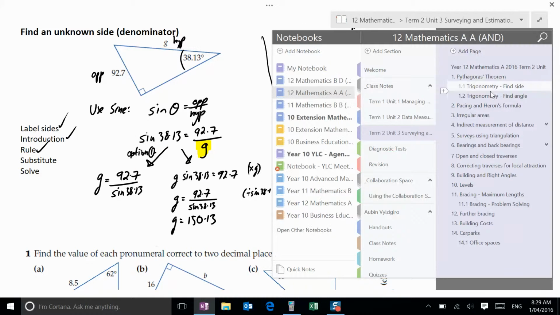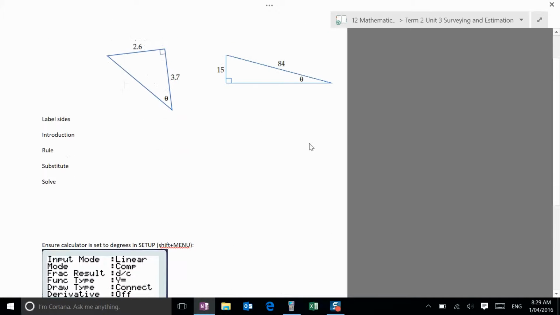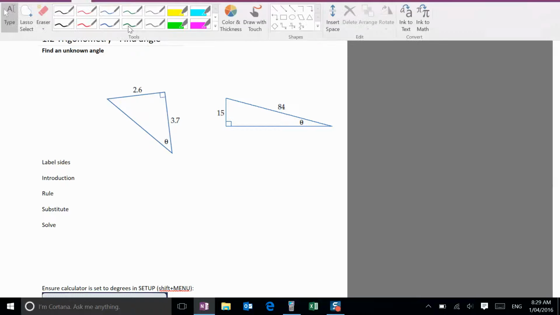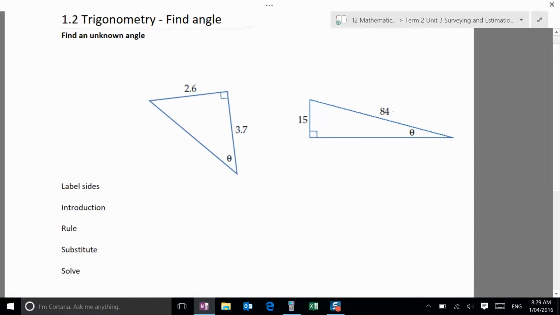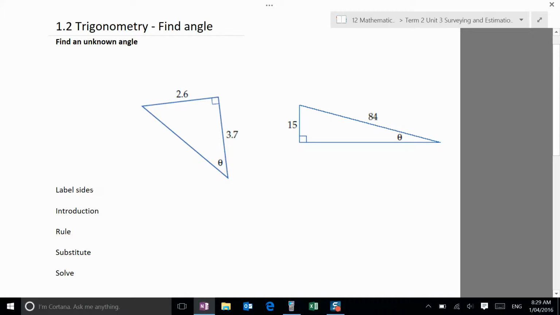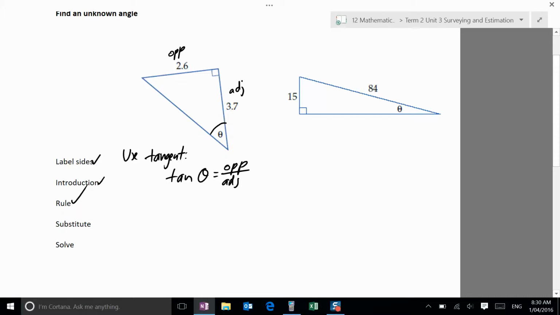Last one is finding the angle. Similar idea, trying to find an unknown angle. I'm not going to do anything different. I'm going to do exactly the same thing. I'm going to label sides. There's my angle. There's my opposite side. There's my adjacent side. Introduction, opposite and adjacent. I'll be using tan. So I'll write, use the tangent ratio. Write what the rule is. Tan theta is opposite over adjacent. I've written the rule.